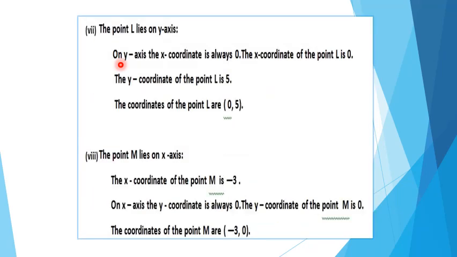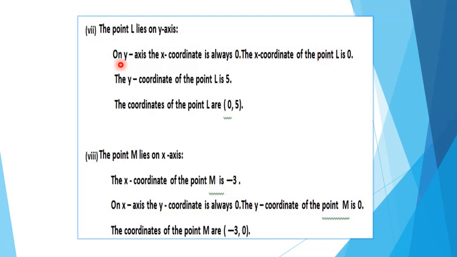Question number 7. The point L lies on y-axis. On y-axis, the x-coordinate is always 0. The x-coordinate of the point L is 0. The y-coordinate of the point L is 5 in the plane. Therefore, the coordinates of point L are 0, 5.